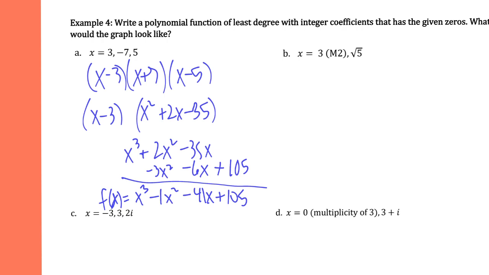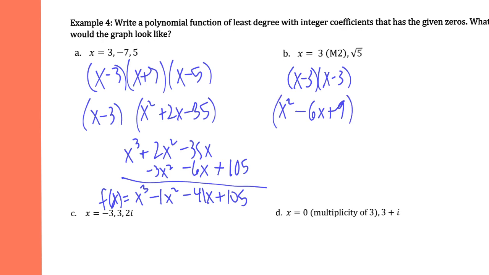Okay, and so that's pretty cute. And then the next one, okay, 3 has a multiplicity of 2, so you have to write it twice. So you've got to write x minus 3 times x minus 3, and you have to FOIL this out. So you get x squared minus 6x, and then plus 9. Okay, you can show all your steps, but FOIL it out.